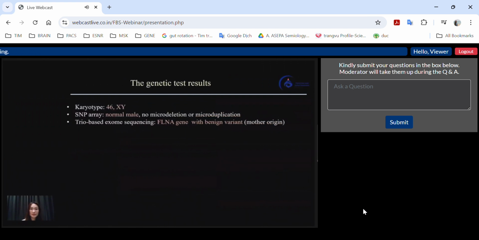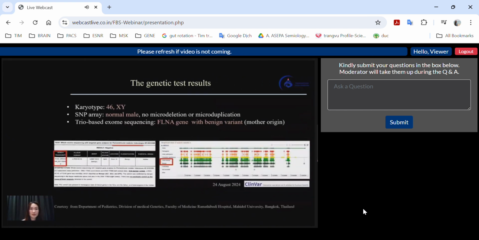Genetic tests, karyotype and SNP array from cord blood, show a normal male fetus. Exome sequencing found an FLNA gene variant inherited from his mother, but it's a benign or likely benign variant, so it doesn't explain the patient's condition.